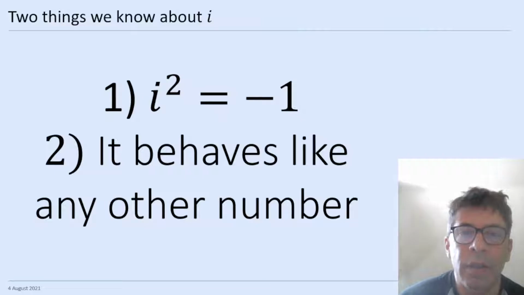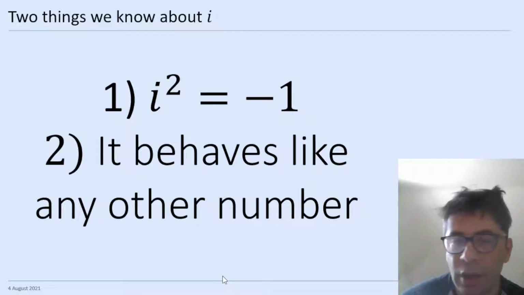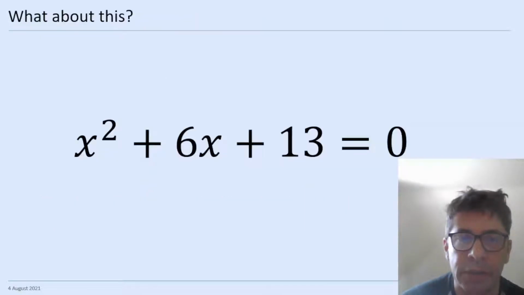So there's two things we know about this number i. When we square it, we get minus 1, and then we're just going to treat it like any other number. And if we do this, it turns out we have a beautiful, workable number system, which actually gives us loads and loads of new insights.